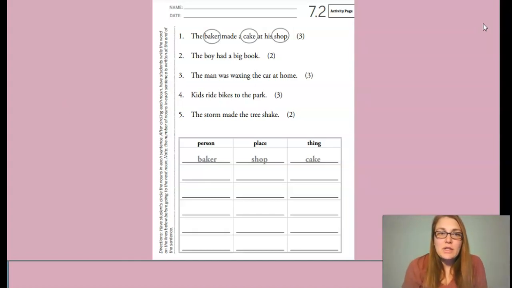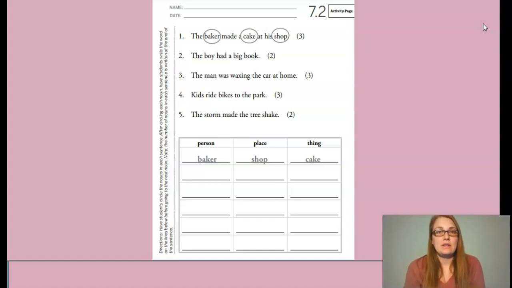Okay, 7.2 activity page. You're going to read each sentence. On the side, in parentheses, is a number. That number tells you how many nouns are in that sentence. So the sentence we just completed had 3 nouns. The sentence number 1, for example, has 3 nouns. Number 2 and number 5 have 2, and 3 and 4 also have 3.